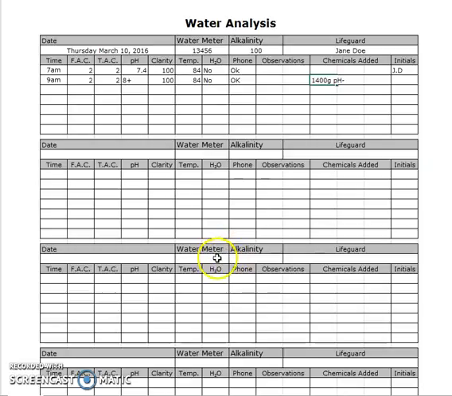So once again, if you have any questions regarding how to fill in the water test sheets, please don't hesitate to ask your supervisor.